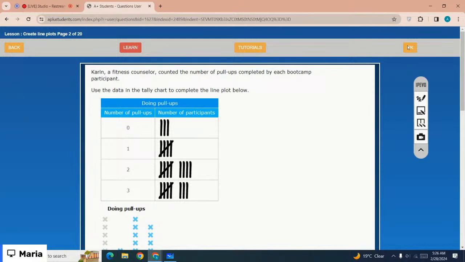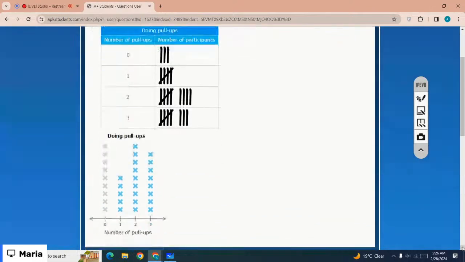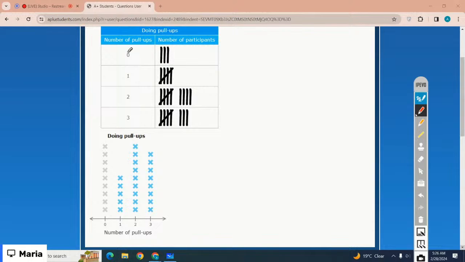Karen, a fitness counselor, counted the number of pull ups completed by each boot camp participant. Use the data in the tally chart to complete the line plot below. Right? So let's just read the values. Here for the 0, you have 1, 2, 3. This you can read as 5. This one you can read as 5. Then you have 6, 7, 8, 9. So here you have 9. This one 5 and 6, 7, 8. So this is 8.